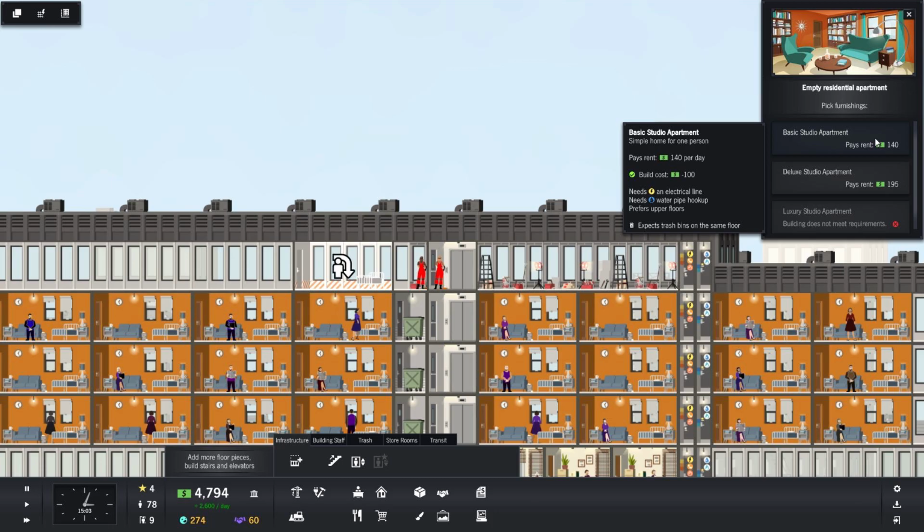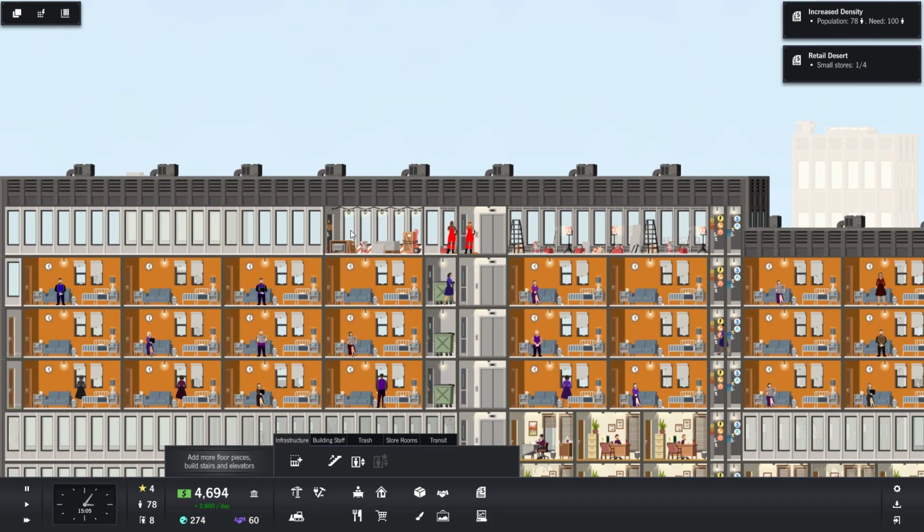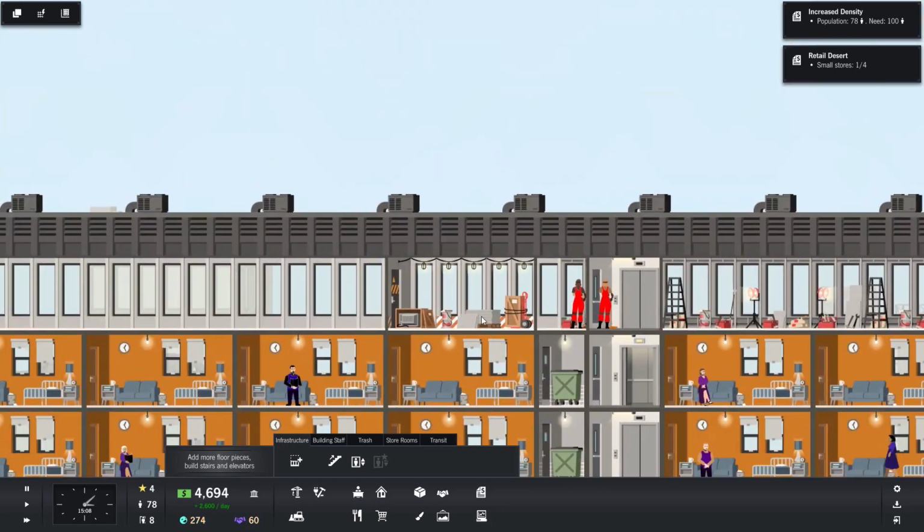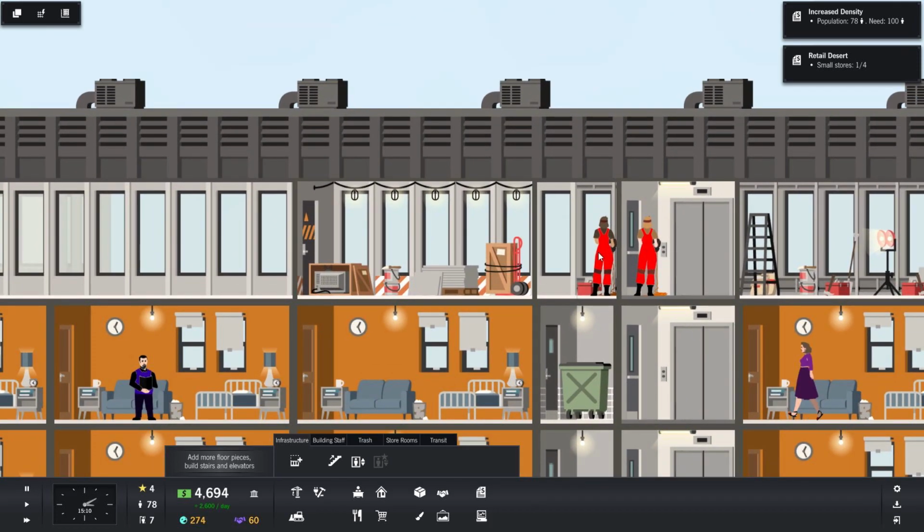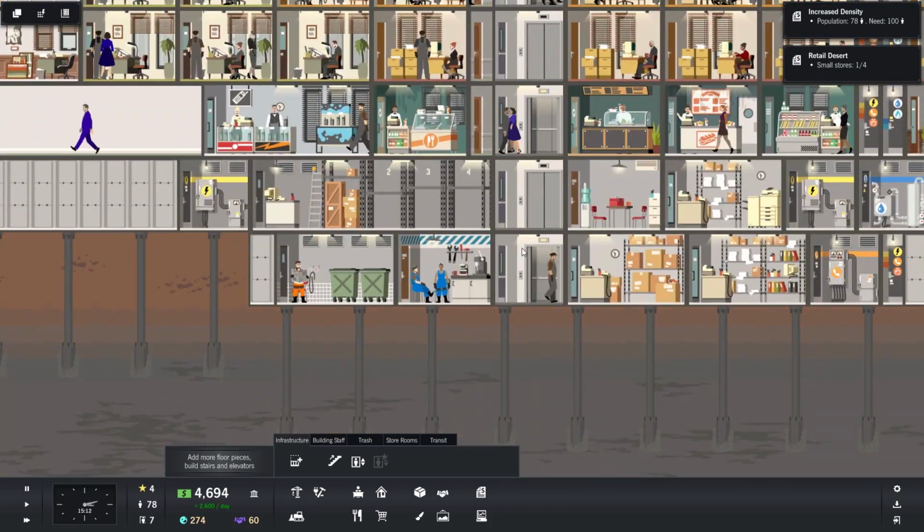So you definitely have to make sure that you have... we're just going to build the standard apartment. And as you can see right now, it's still not constructed. These construction workers will move over and work on it once they have the time.